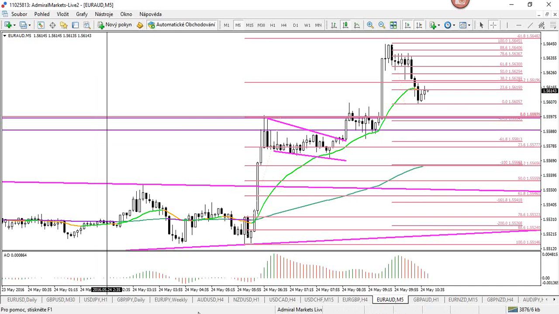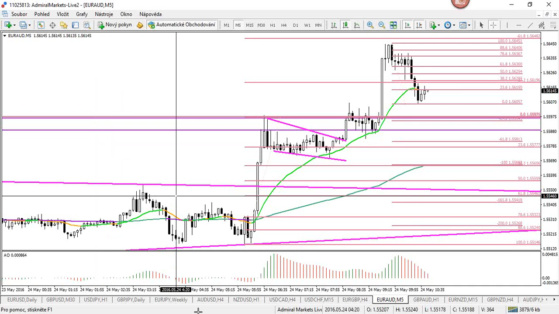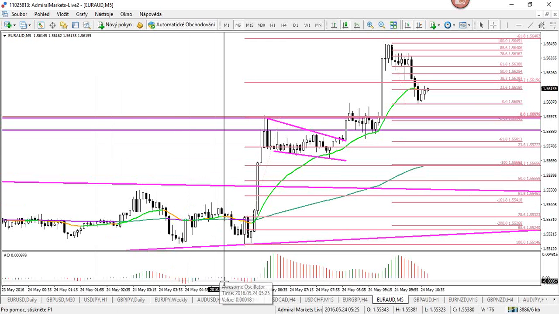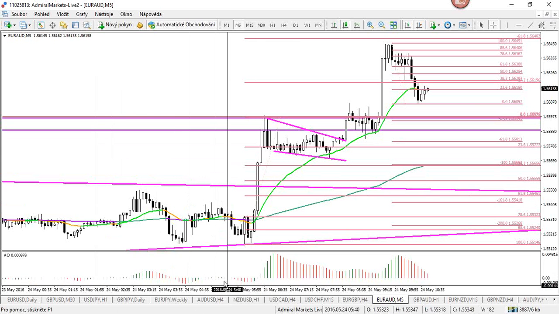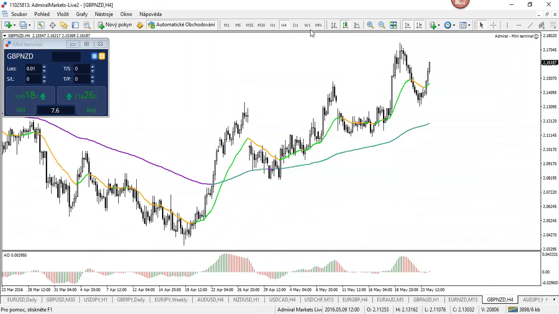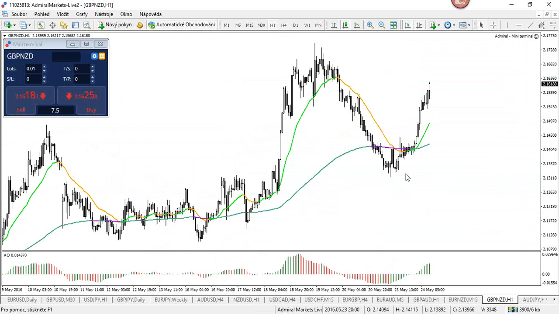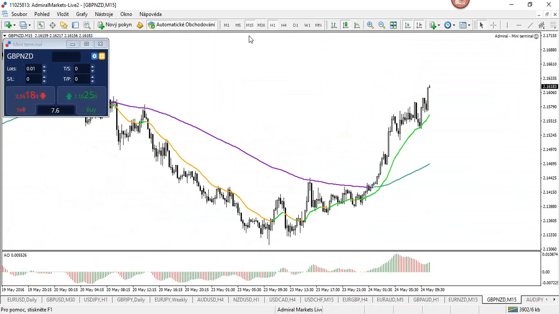Now, others on my list, I don't see any preference from you at the moment. If you do, by all means, let me know. I was actually, when looking at the market, I saw a good trend on the Pound New Zealand, and it's still continuing.